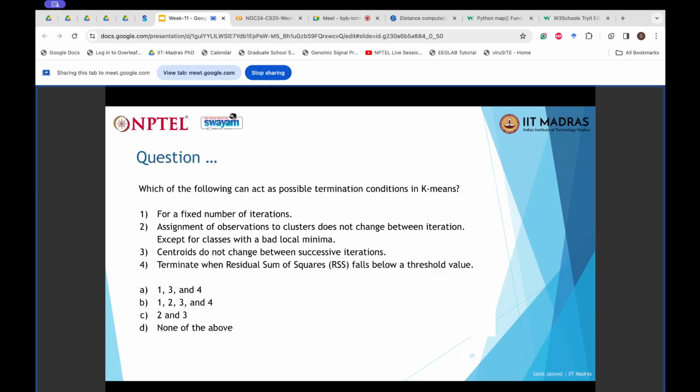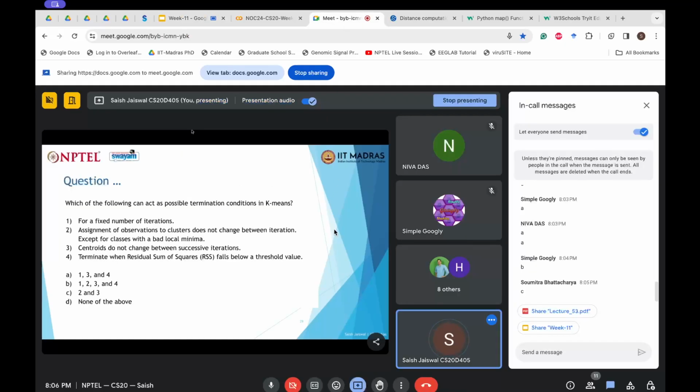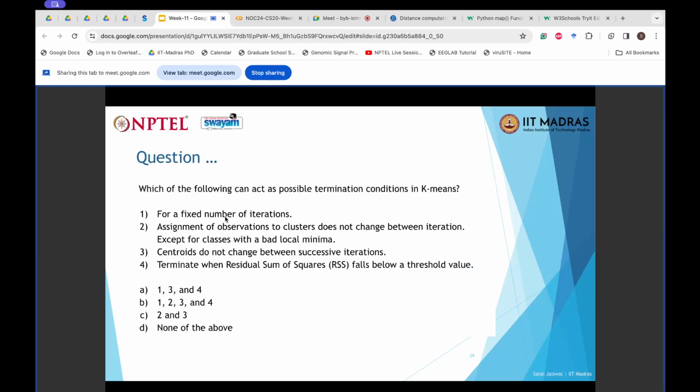Which of the following can act as a possible termination condition in the k-means clustering algorithm? We discussed it already. You can have a fixed number of iterations. Centroids do not change, that is one thing. Terminate when the residual sum of squares falls below a threshold, which is actually equivalent to centroids not changing, because you are finding the squared Euclidean distance with respect to centroids. So this is the same thing stated in a different way. Assignment of observations to clusters does not change between iterations, except for the case with bad local minima. Here also it is the same thing, centroids do not change.